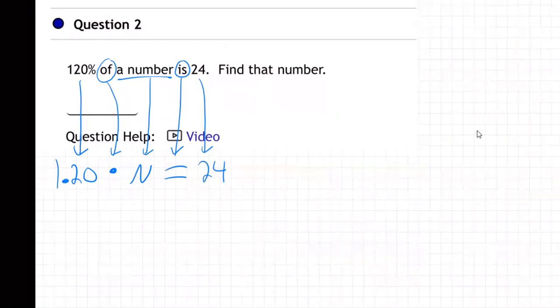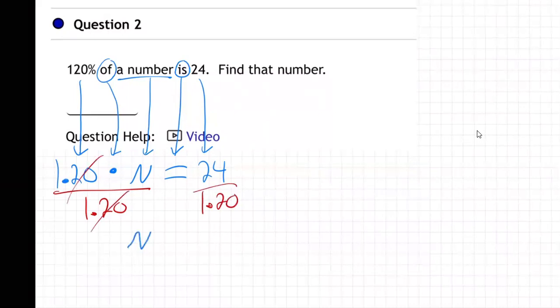So there is our equation. I just did direct translation. I just took the English and went directly to math. I think that's about the easiest thing to do. And then you just solve. You know how to solve. Just divide by the 1.20 to solve for n, like you learned in your algebra days. And n will be 20. So the number, find that number, it's 20. There we go. That's direct translation.